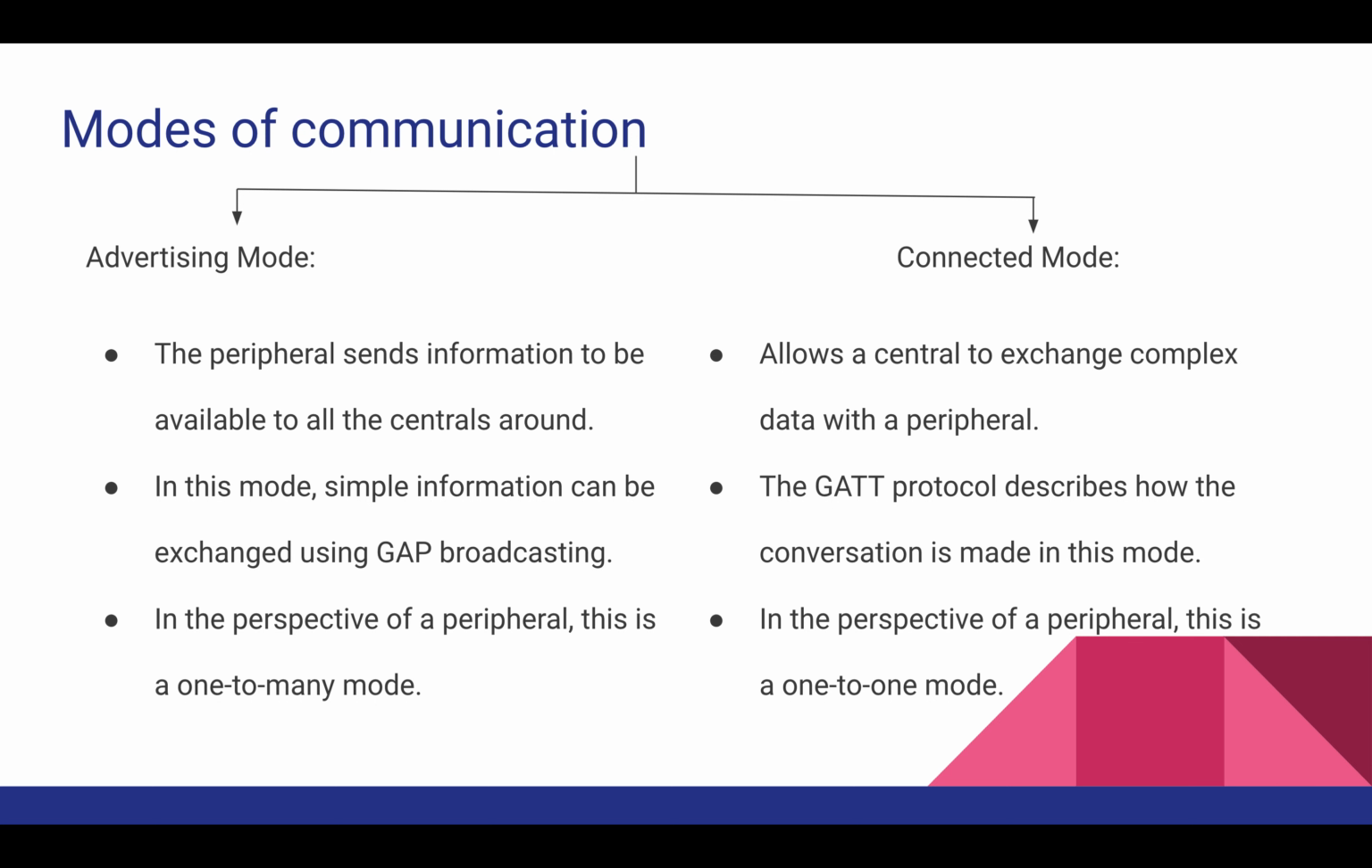Okay, now coming to the connected mode. The connected mode allows a central to exchange complex data with a peripheral. Data is exchanged between the peripheral device and the central. The central can send a request to the peripheral, and then the peripheral can return some data on the basis of the previous query. This is just like a client server architecture. The GATT protocol describes how the conversation is made in this mode.